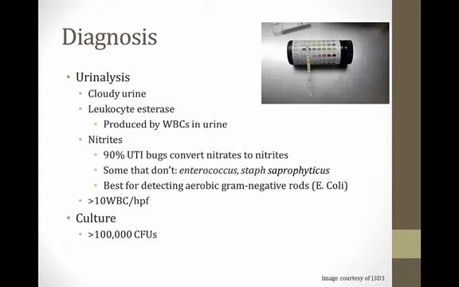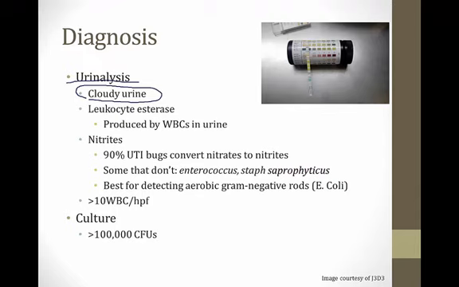So let's talk about how you make the diagnosis of a urinary tract infection. The first thing you can do is urinalysis, and the easiest way to do a urinalysis is to just look at the urine. So in the hospital, patients with UTIs who have a Foley catheter in will be draining cloudy urine into the Foley catheter bag. You can also see this in a urine sample of someone who has a UTI.